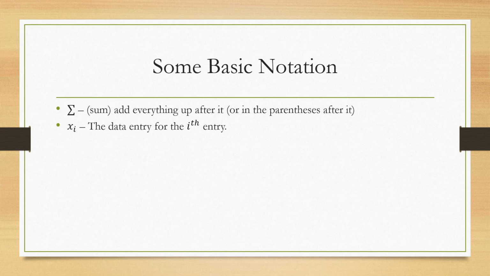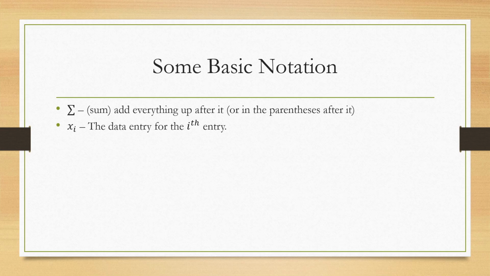Now, when you see an X with a little i next to it, that indicates a specific data value. In this case, the data entry for the ith person or the ith entry. That sounds really fancy, but just think if I have 10 people, I might write X, and X represents age. I might write X with a little 2 next to it, and that stands for the age of the second person. I might write X with a little 5 next to it, and that stands for the age of the fifth person. So i is just a generic term for I don't know what person we're going to be talking about yet. And so X sub i represents the age of the ith person.